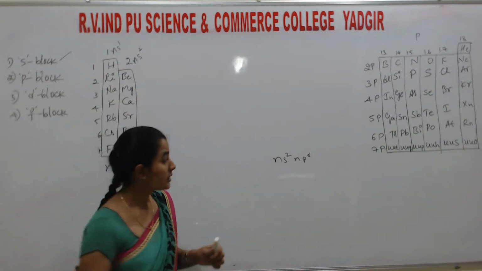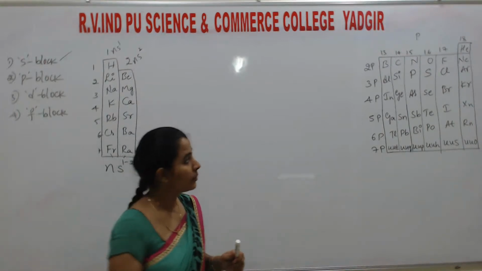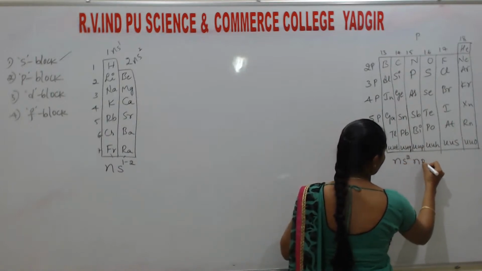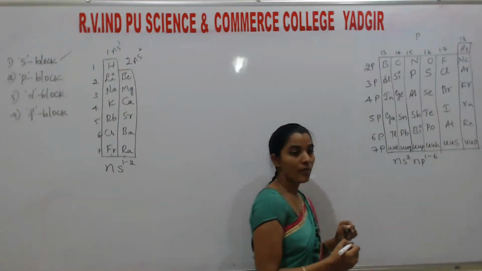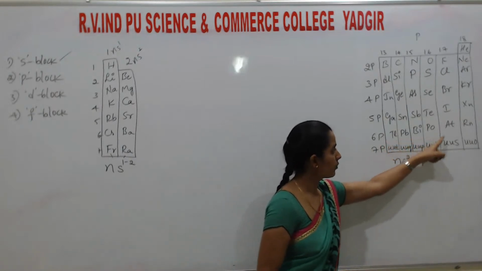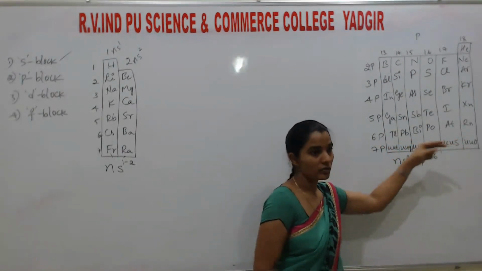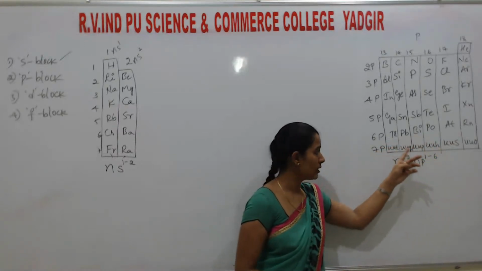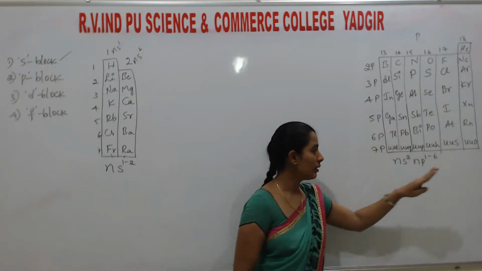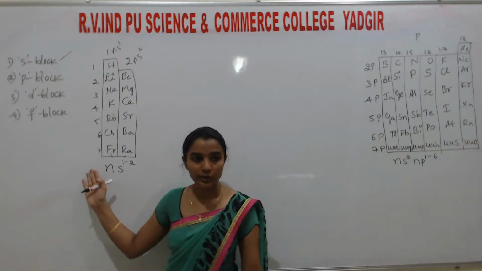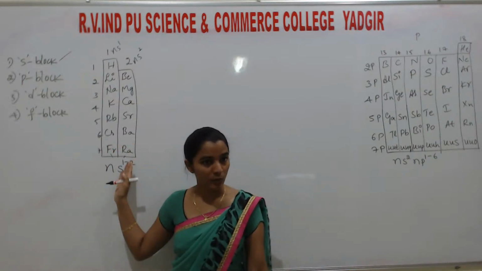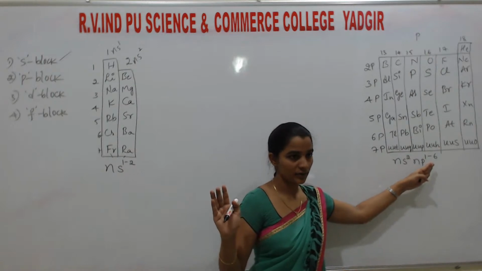So here, students, the general electronic configuration of the p block is ns2 np1 to 6. The maximum number of electrons filled in the p orbital is 6, because there are 6 groups: 1, 2, 3, 4, 5, 6. If we arrange in increasing order of atomic number, there may be a possibility of 6 electrons in the p orbital. In the s block only 2 groups are there, so only 2 electrons can fill in the s block. Here 6 groups are there, so 6 electrons.